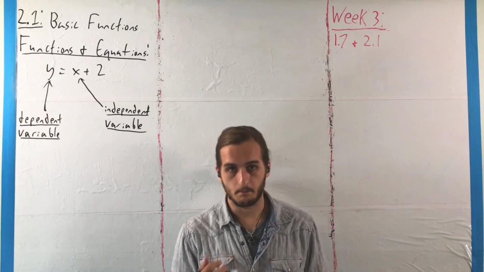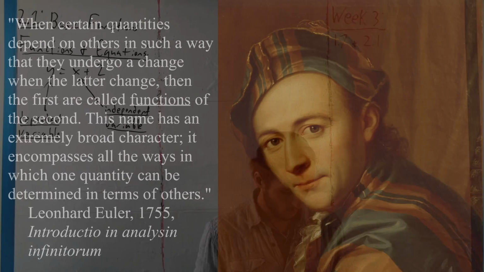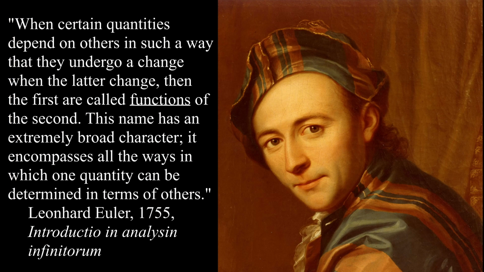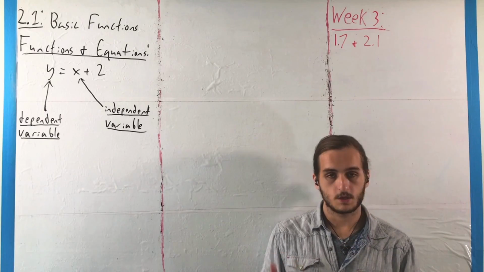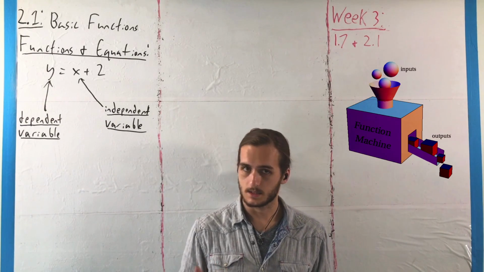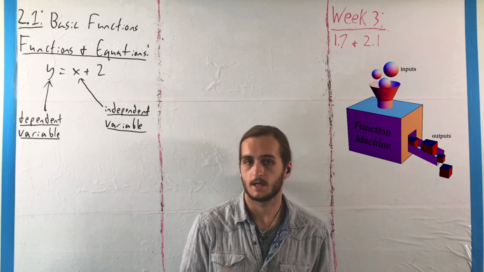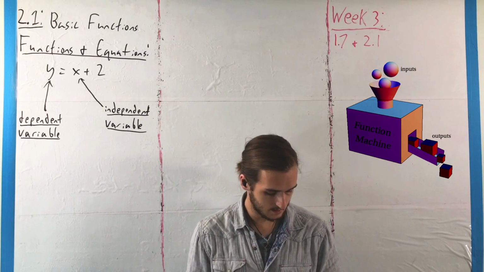Thankfully, he would get a little bit better by 1755, where he would state a bit more clearly: when certain quantities depend on others in such a way that they undergo a change when the latter change, then the first are called functions of the second. This name has an extremely broad character. It encompasses all the ways in which one quantity can be determined in terms of others. So, using that definition, we can think of a function as some sort of mathematical model for describing a special kind of relationship, a special kind of dependence.